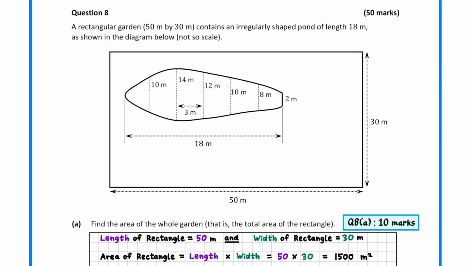In question 8, we are given a diagram of a rectangular garden which contains an irregularly shaped pond. In part 1, we must find the area of the rectangle. To do this, we multiply the length, 50 metres, by the width, 30 metres. This gives an answer of 1,500 metres squared.